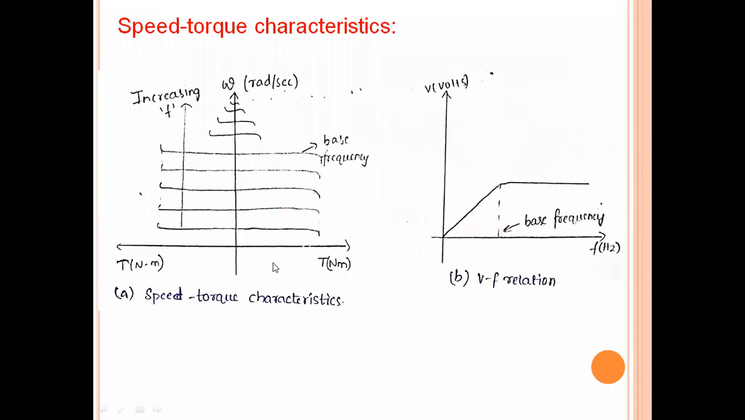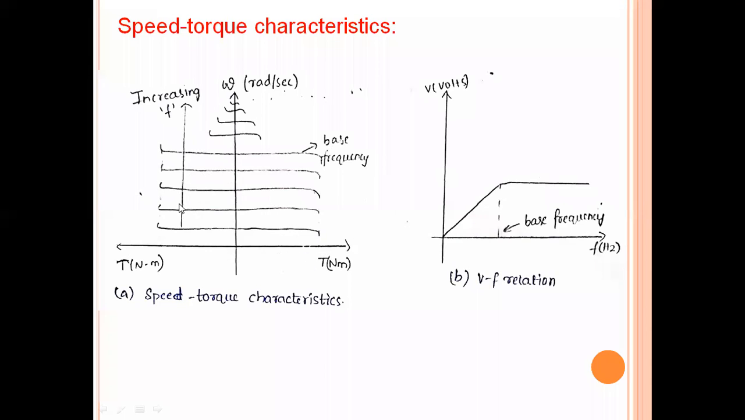So you can observe here, this is the speed torque characteristic curve, and this is the V and f relation, the voltage and frequency relation. Now you can see here different speeds. All these are the different speed torque characteristics. You can observe this negative side represents the generating action and the positive side represents the motoring action. Torque in the negative side means generating or braking action. Torque in the positive side means motoring action.